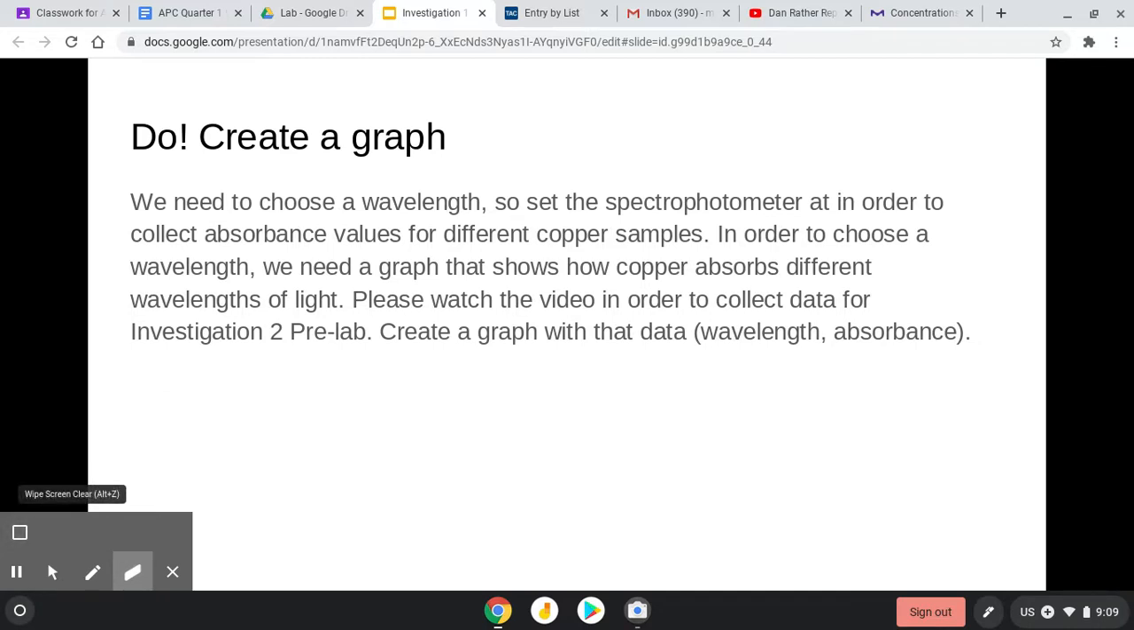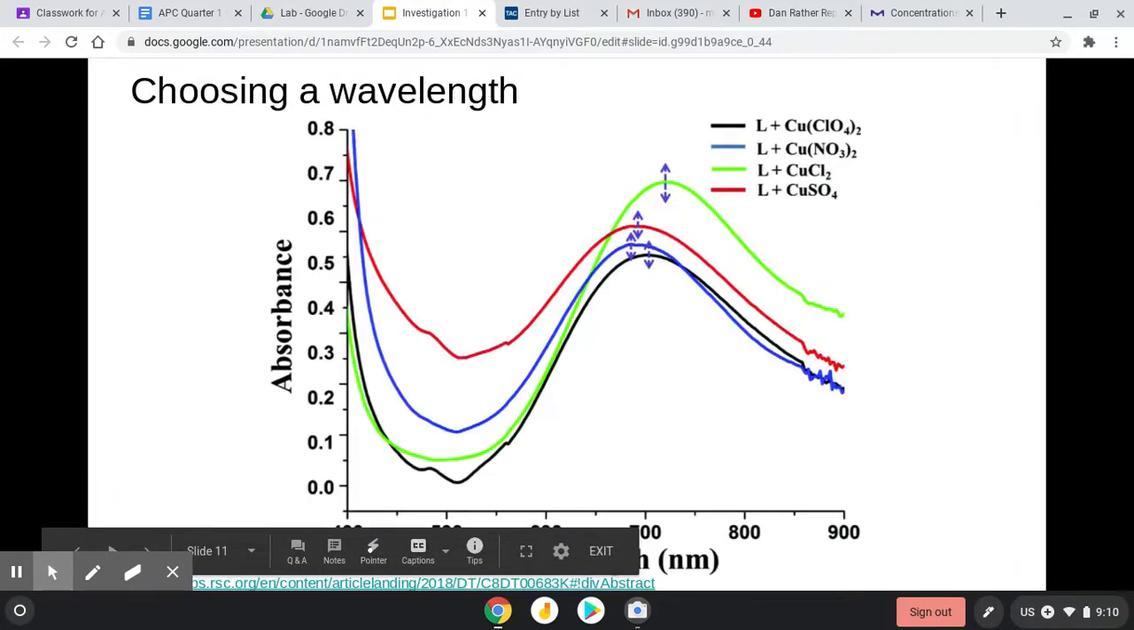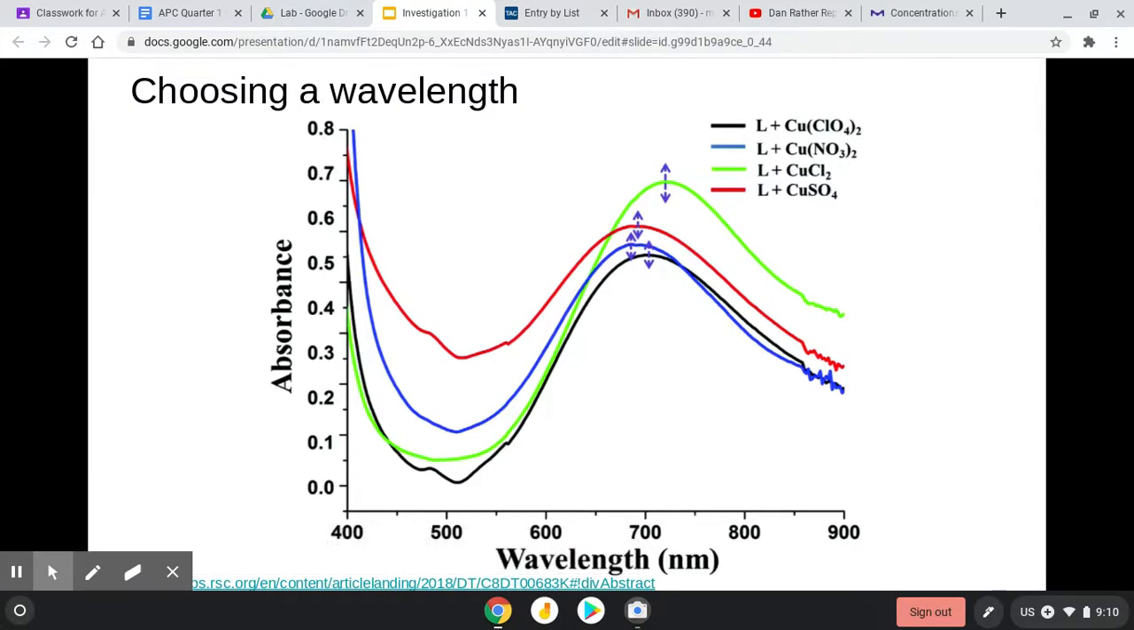Now, in class, once you guys bring in your graphs, we'll have a discussion as to which wavelength we can pick off of that graph to have a good absorbance of copper. The other thing I want to talk about in class is how we know that copper is doing the absorbance and not the anion with copper. And that's what this graph has to do with. So we'll come back to this graph when we have that discussion.